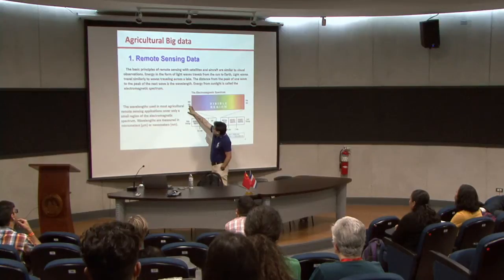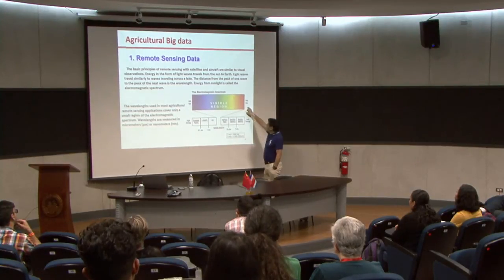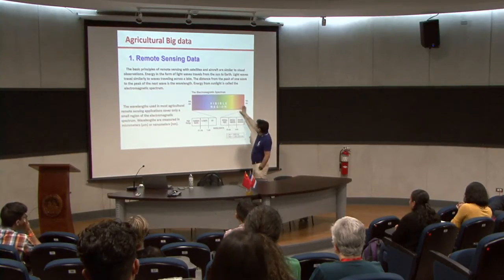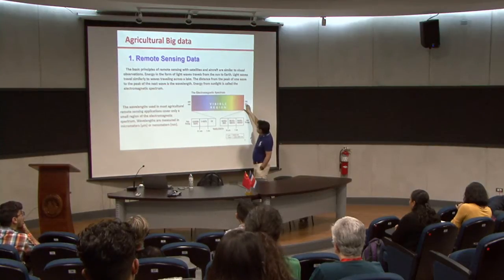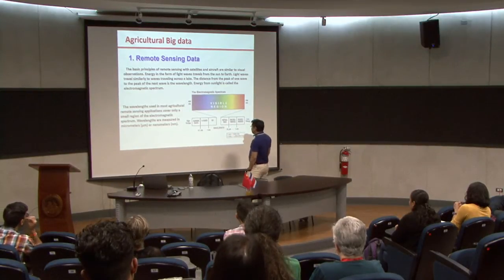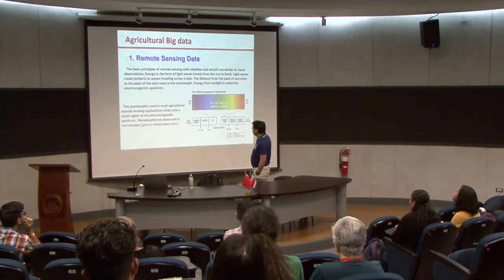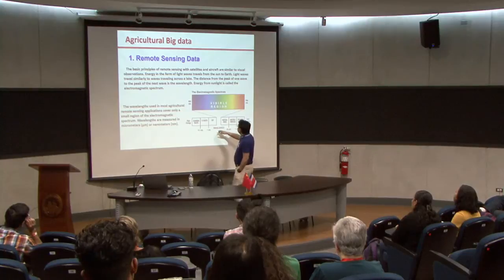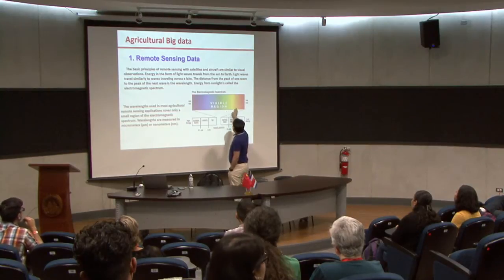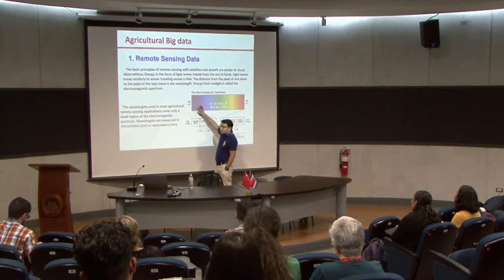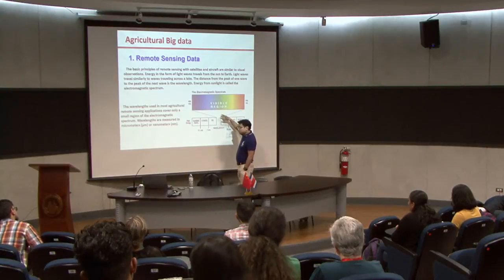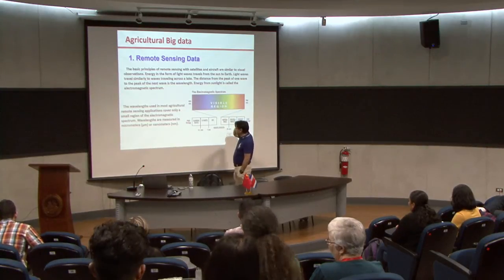This is from 400 nanometers to 700 nanometers. Above 700 nanometers is infrared, the infrared wavelength. From 400 nanometers to 700 nanometers is the range humans can see.